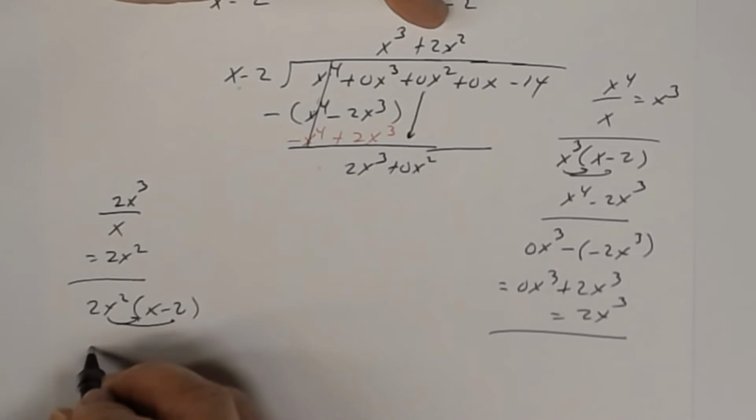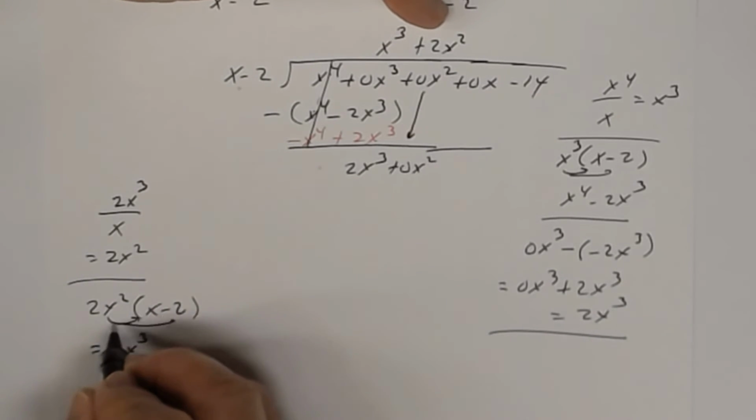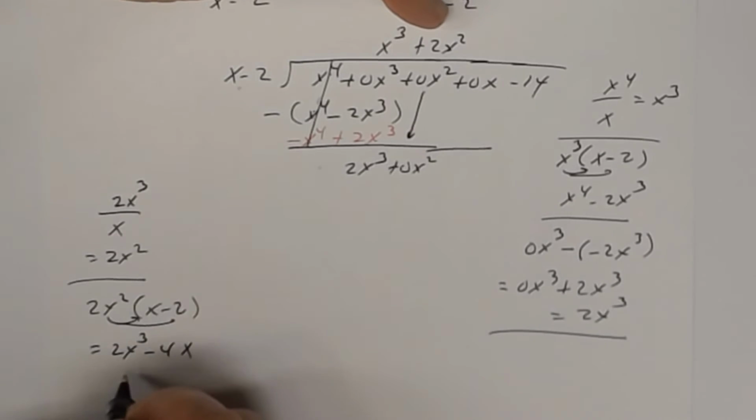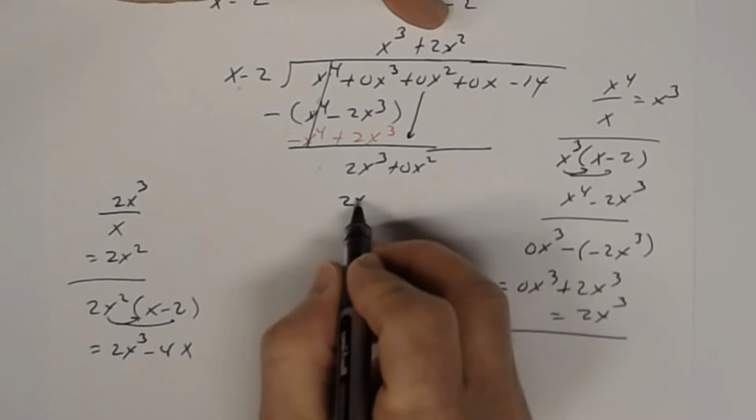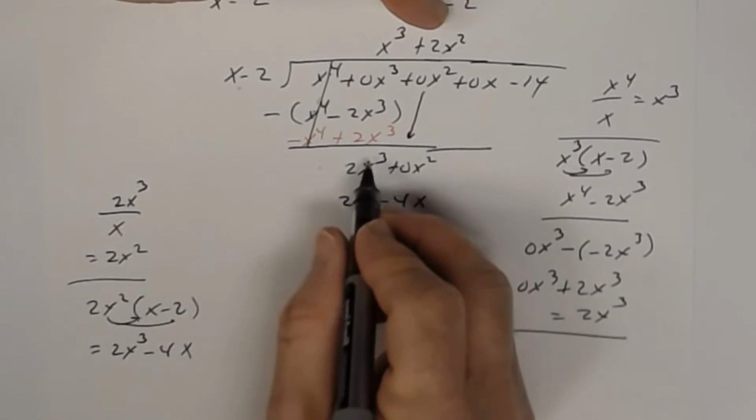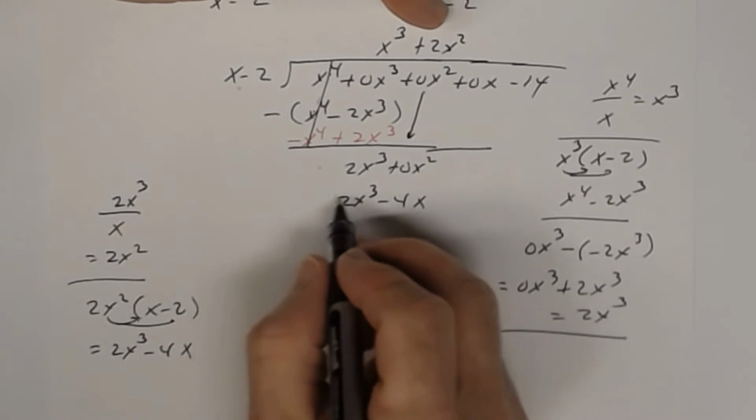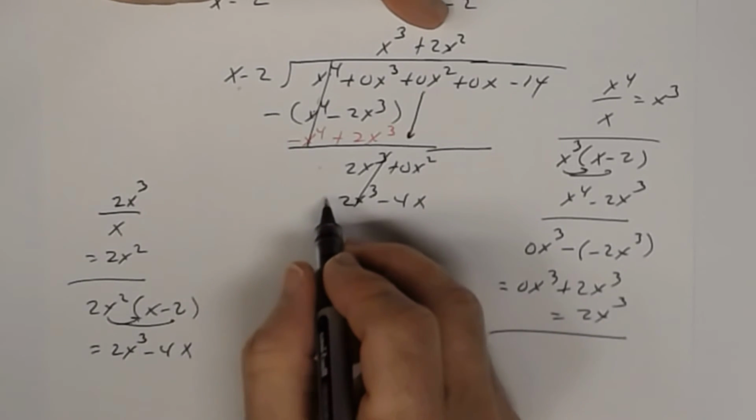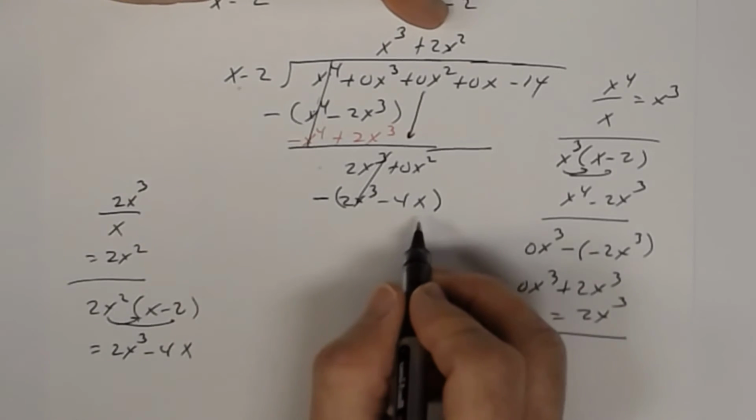2x squared times x is 2x cubed. 2x squared times a negative 2 is a negative 4x. So that goes here. So 2x cubed minus 4x. And again, remember we said this is supposed to be the same because when you subtract, it's supposed to be 0, right? So let's go ahead and talk about subtraction now.